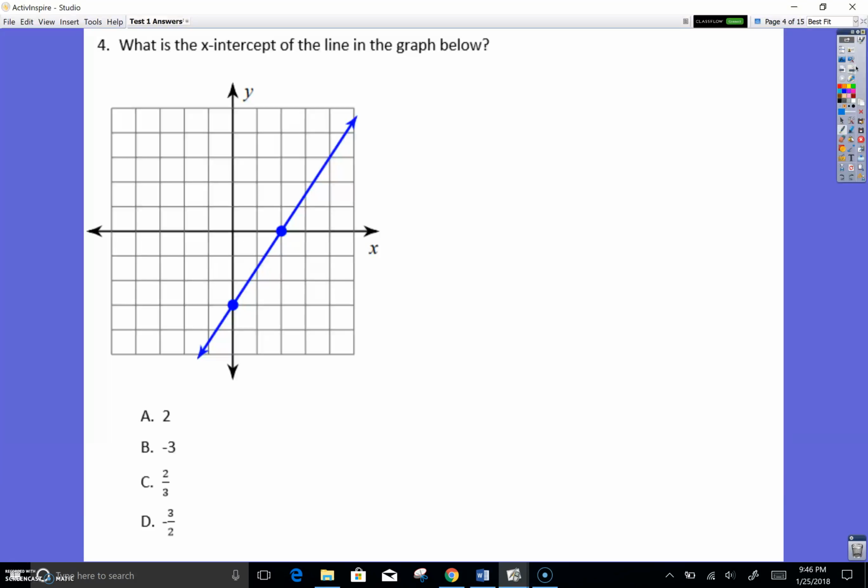What is the x-intercept of the line? X-intercept, you need to read, okay? All right, x-intercept means this right here. So our answer is 2.